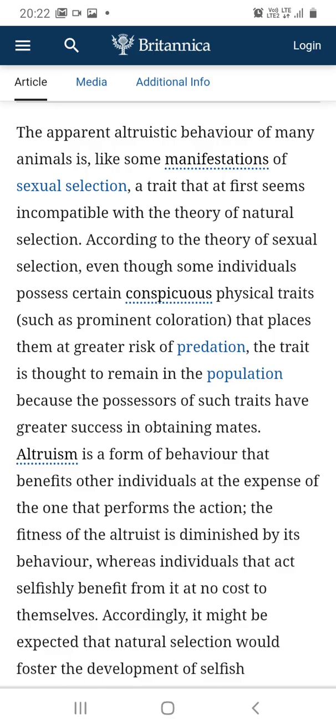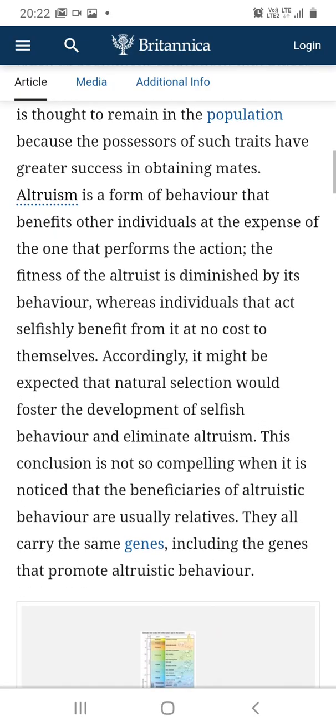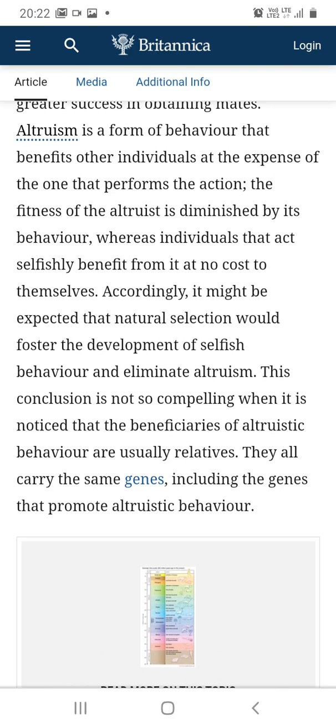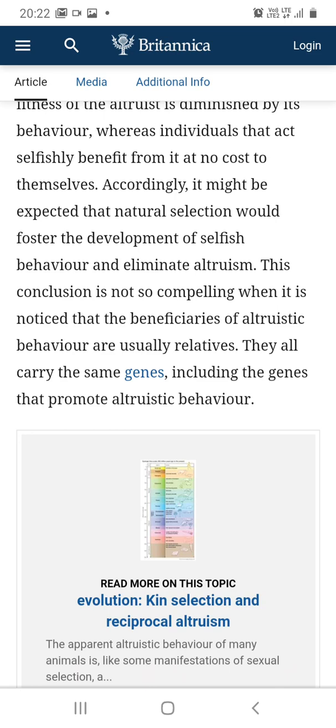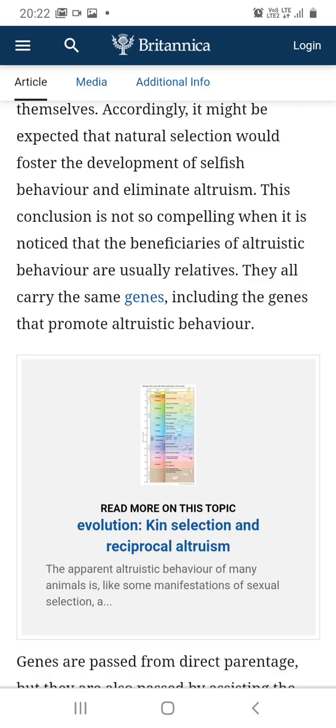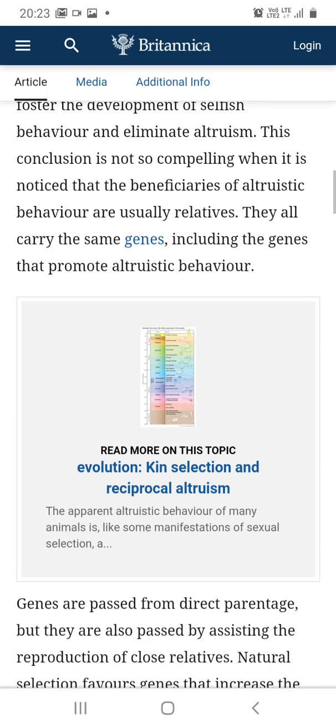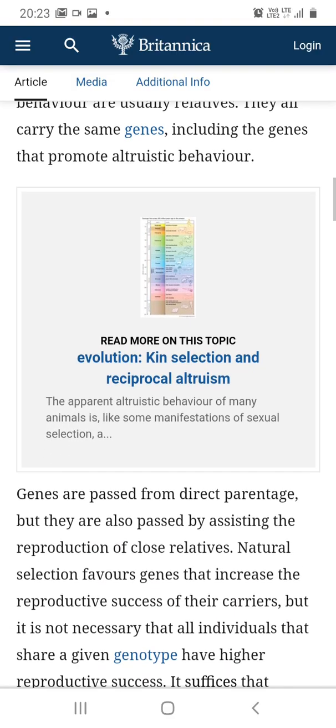Altruism is a form of behavior that benefits other individuals at the expense of the one that performs the action. The fitness of the altruist is diminished by its behavior, whereas individuals that act selfishly benefit from it at no cost to themselves. It may be expected that natural selection would favor selfish behavior and eliminate altruism. But this is not seen when it is noticed that the beneficiaries of altruistic behavior are usually relatives. They all carry the same genes, including the gene that promotes altruistic behavior.